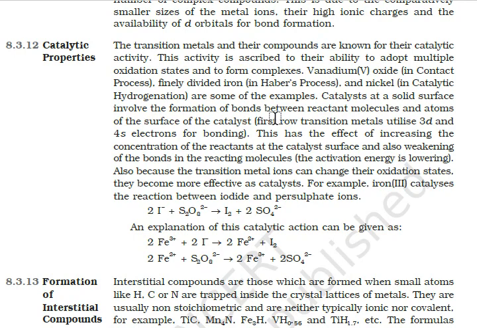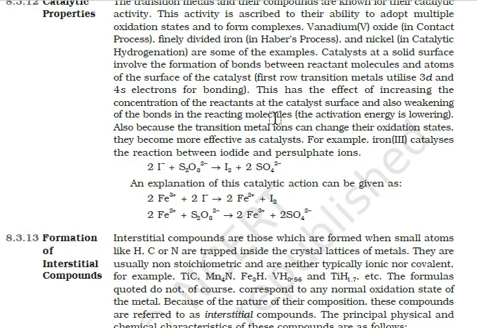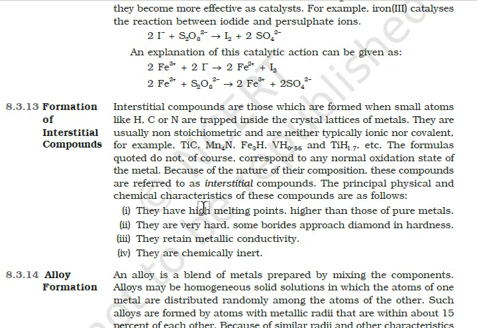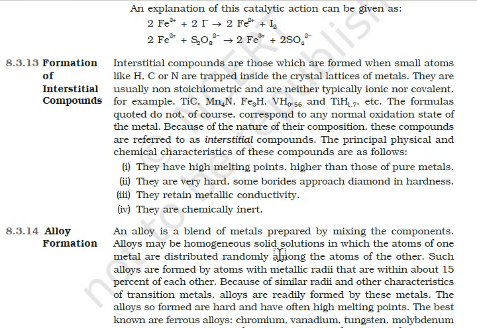In many reactions, they act as catalysts due to the nature of their interstitial compound formation. Very small atoms like hydrogen and nitrogen are trapped in the crystal lattice of the metals. They are usually non-stoichiometric and are neither typically ionic nor covalent. Due to this, they have very high melting points, higher than those of the pure metals. They are very hard. Some borides approach diamond in hardness, and one of the borides has hardness more than that of diamond. They retain their metallic conductivity. The interstitial compounds are chemically inert.